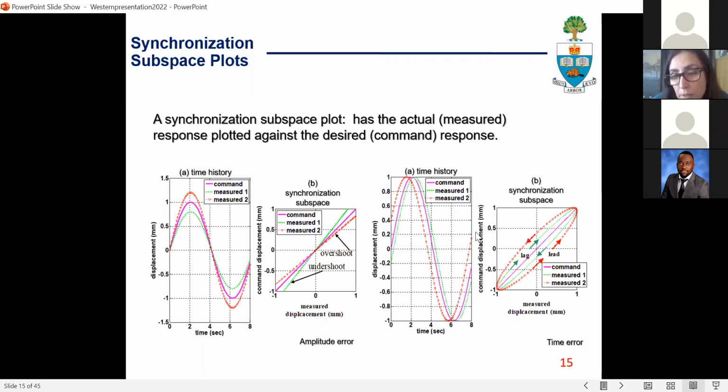And when we look at the corresponding synchronization subspace plot, this time what we observe is that when we have this type of lead or lag error, we no longer have straight lines in the synchronization subspace plots, but we have elliptical hysteresis. With the lag error, the synchronization subspace plots evolve clockwise. With the lead error, they evolve counterclockwise, and the more phase error you have, the fatter are these ellipses.